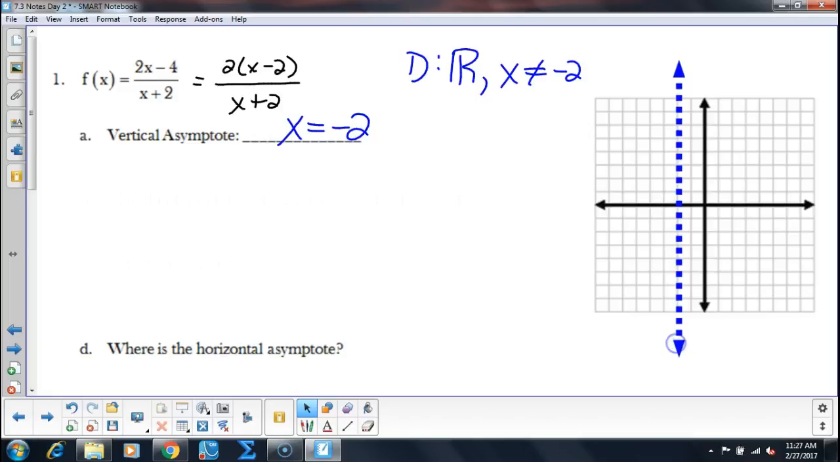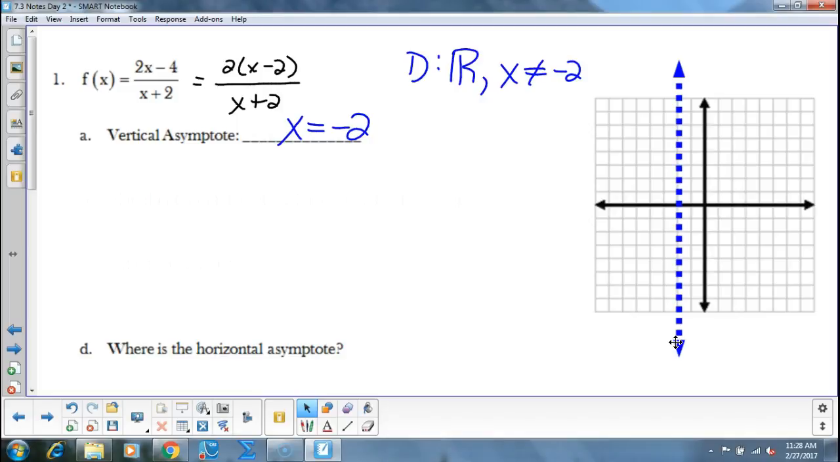So that you need to be able to see it. Because if your function crosses it, we've got issues, because then you're saying that your function exists at -2. And we've just said, not on our watch.